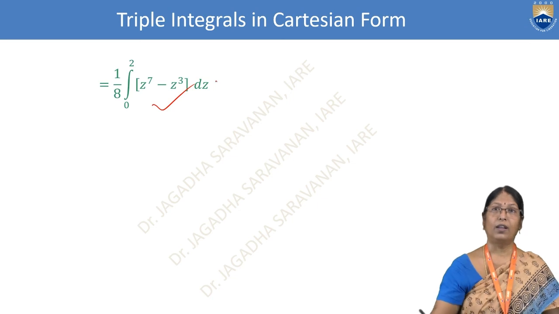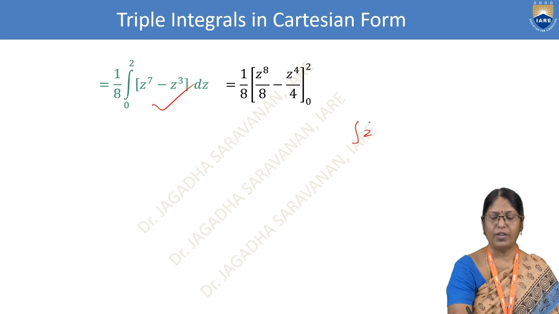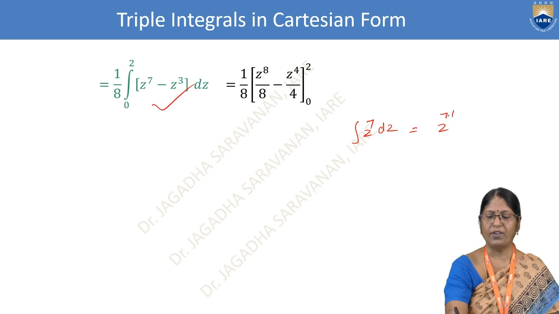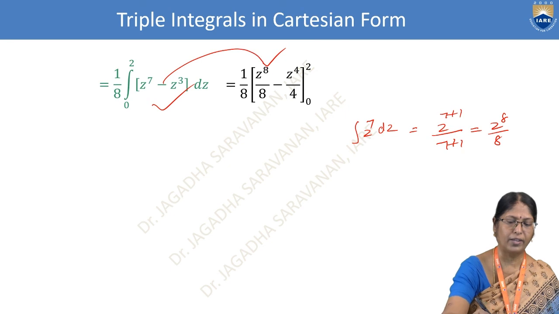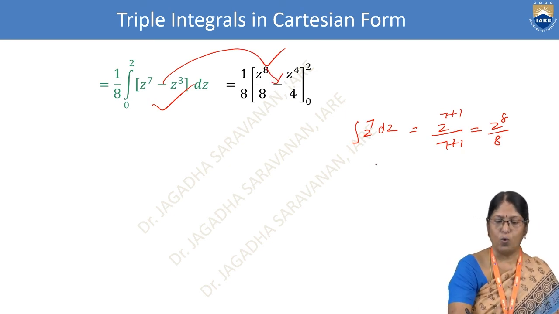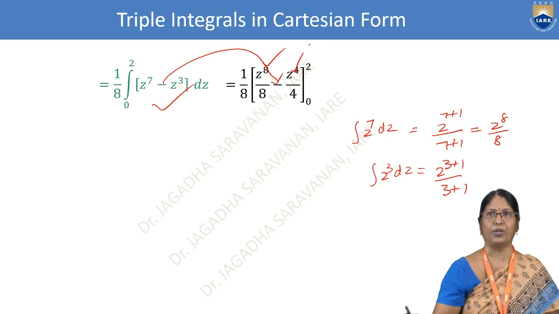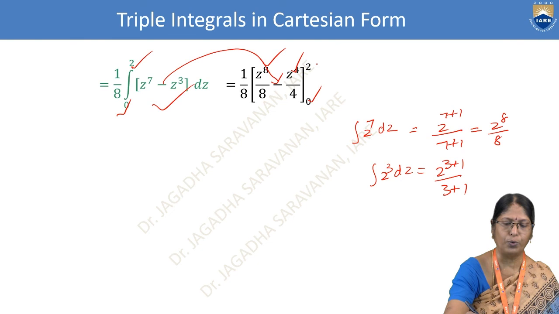So this is the last step in the previous slide. Now integral of z power 7 dz is nothing but z power 7 plus 1 by 7 plus 1, equal to z power 8 by 8. So it is here, this minus sign as it is. Now z cube dz is nothing but z power 3 plus 1 by 3 plus 1. Simple integration, z power 4 by 4. The limits are from 0 to 2. They are written.